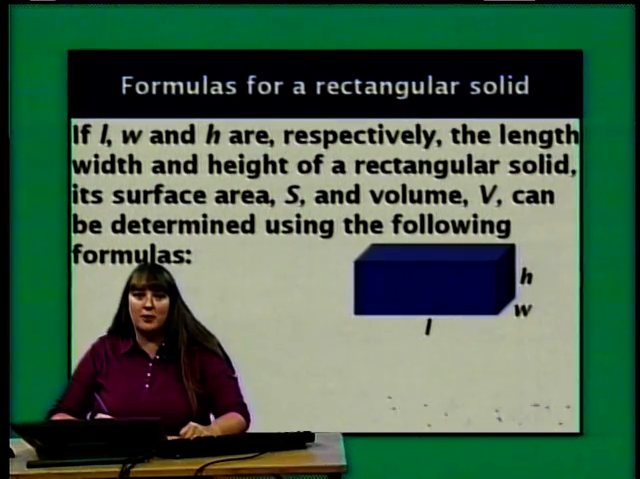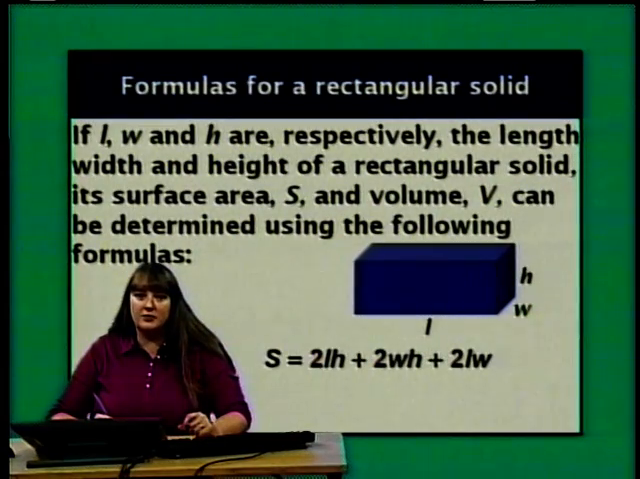Now let's look at some formulas. Starting with a formula for a rectangular solid, if L, W, and H are respectively the length, width, and height of a rectangular solid, its surface area S and volume V can be determined using the following formulas. The surface area is 2 times the length times the height, plus 2 times the width times the height, plus 2 times the length times the width.